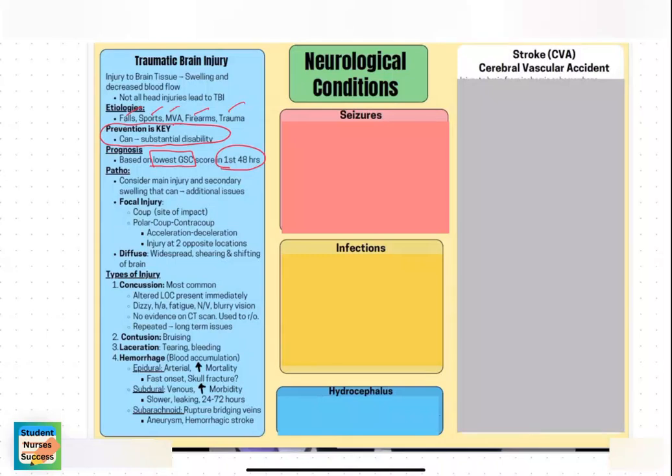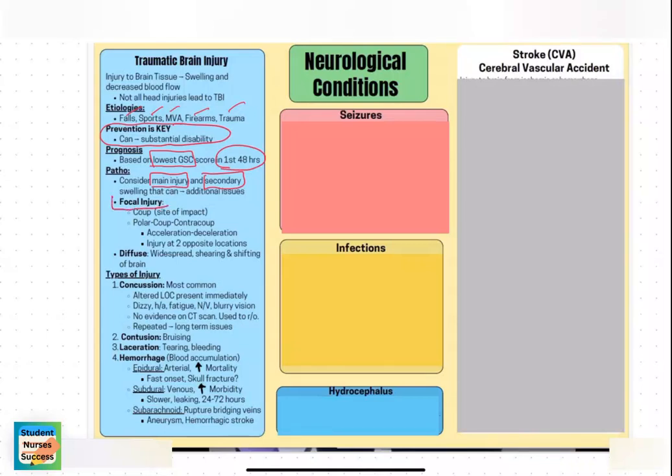So the patient may have some issues early on, but as that swelling continues, actually more brain injury can be occurring. So consider the main injury and also the secondary swelling that goes on that can cause additional issues. You have your main injury that can cause decreased blood flow or swelling, but as that swelling continues and that brain needs to start to heal, that swelling can decrease blood flow to that brain and cause more ischemia and more issues. Let's talk about the other patho behind traumatic brain injuries.